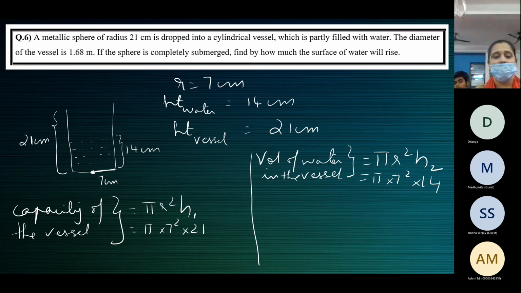Pi r square h only. The vessel is cylindrical, pi r square h. Water is also cylindrical, pi r square h. If you take the height of the water, you're finding the volume of the water. If you take the height of the vessel, you're finding the capacity of the vessel, or the volume of the vessel, which is how much liquid the vessel can hold.